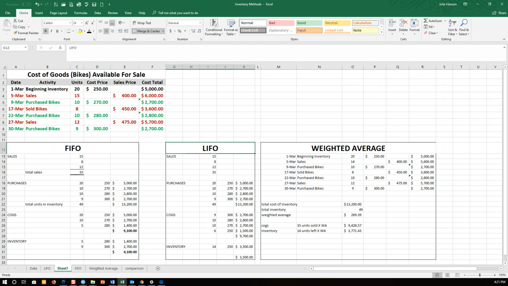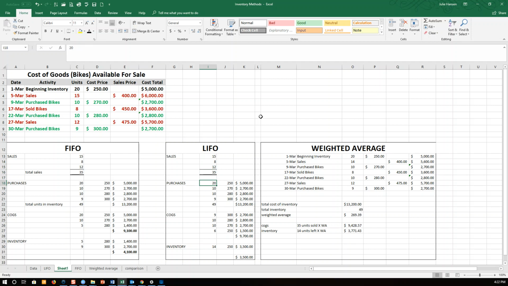Now, the cool thing is that FIFO works the same, only opposite. So just for fun, I just repeated the sales numbers that I've got here. So here's my 15 I sold, 8 I sold, 12 I sold. There's the total that I sold. So I have to find 35 items to cost out.